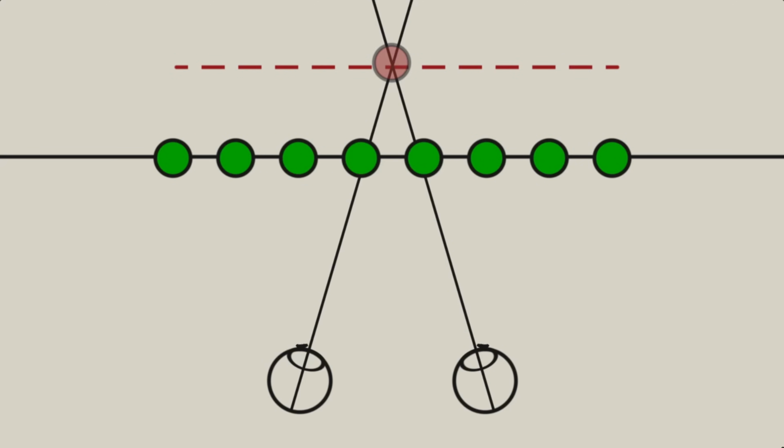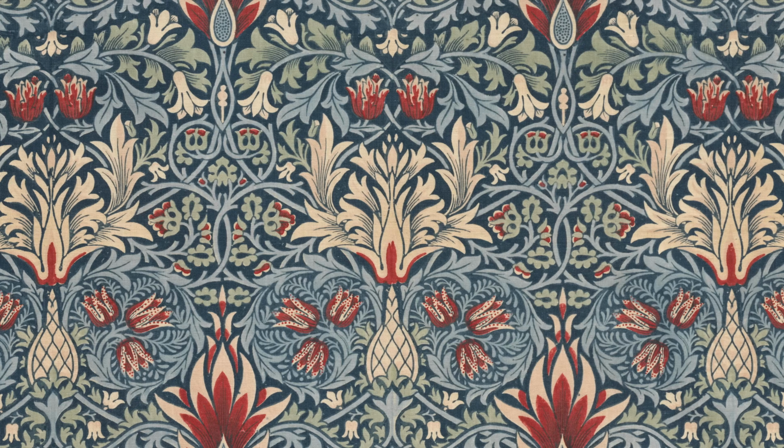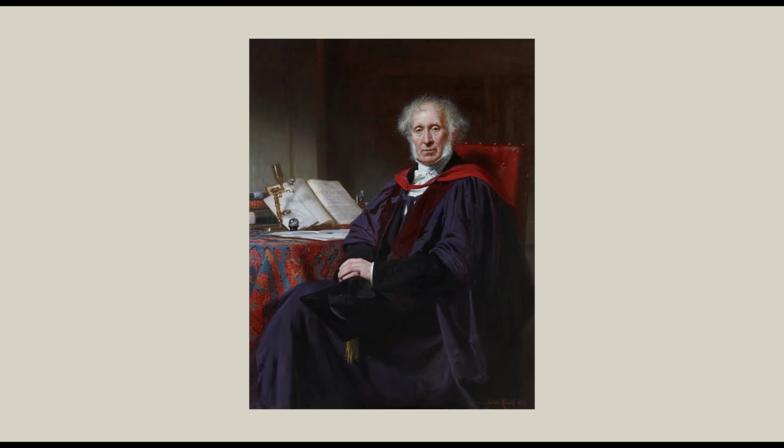This effect would happen for each dot in the row, so we would see a full row as if it were further back. And there are actually a lot of patterns around us that can cause this same effect. That's how David Brewster discovered the wallpaper effect back in 1844.